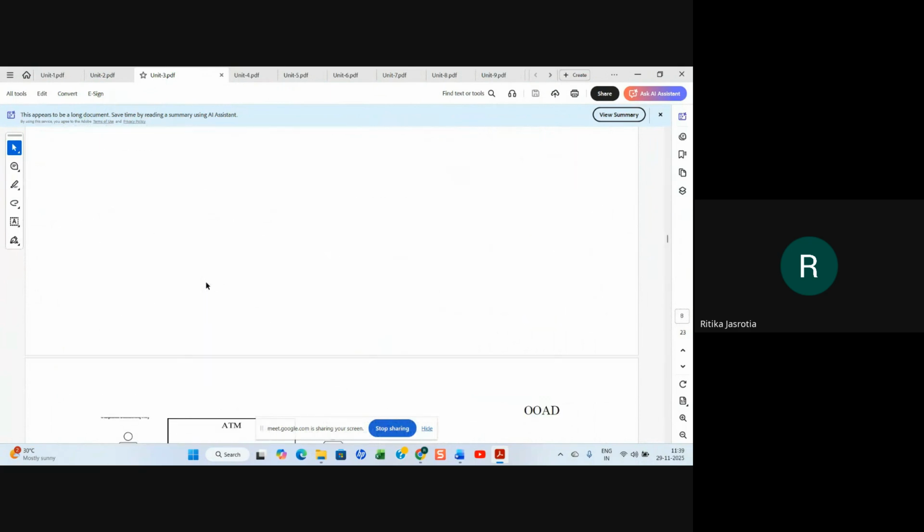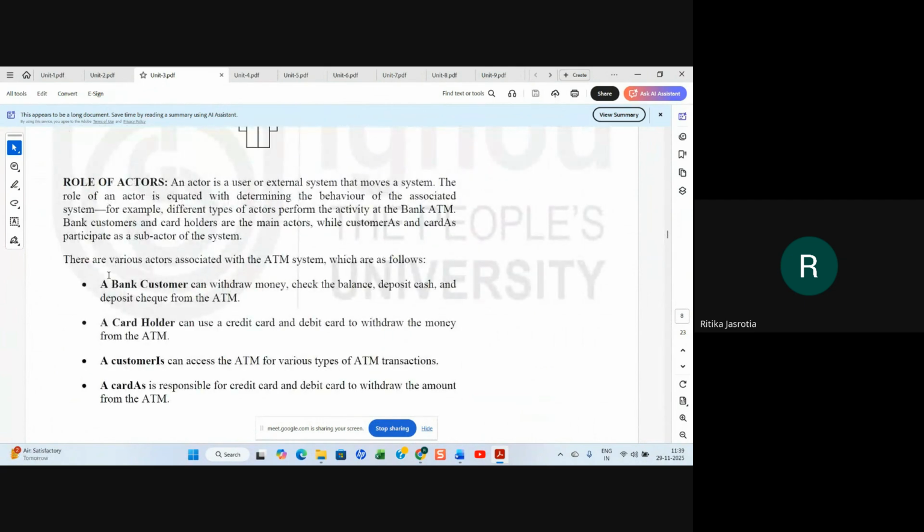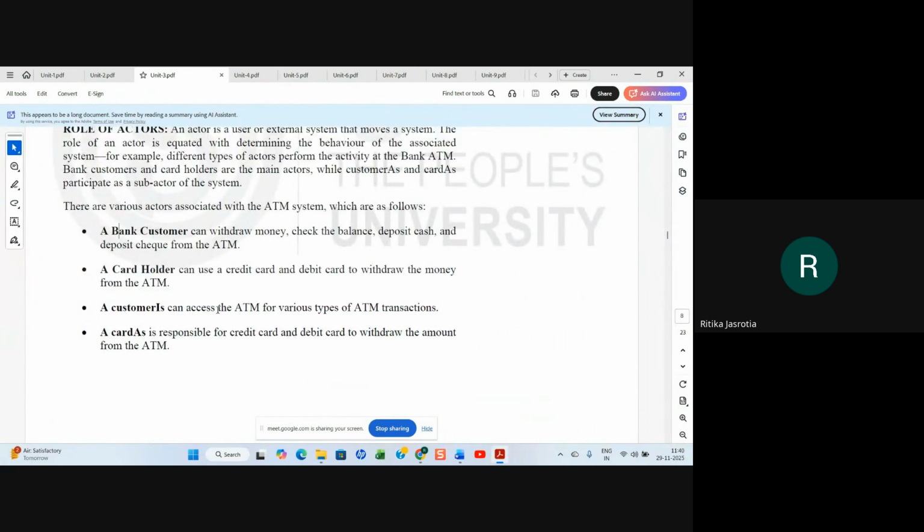Here they have given you an example of the various associated actors. So they are talking about the ATM system, right? So in our ATM system, who are all the actors? A bank customer, a card holder, a customer. A bank customer can withdraw money, check the balance, deposit cash, and deposit check from the ATM. A card holder can use a credit card and debit card to withdraw the money from the ATM. A customer can access the ATM for various types of ATM transactions.